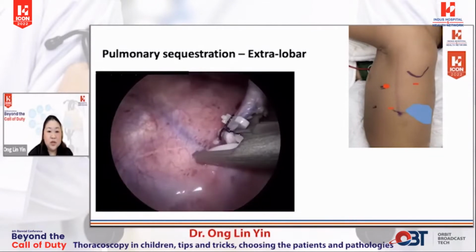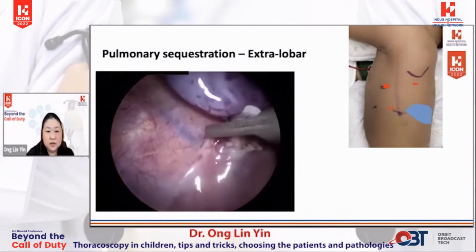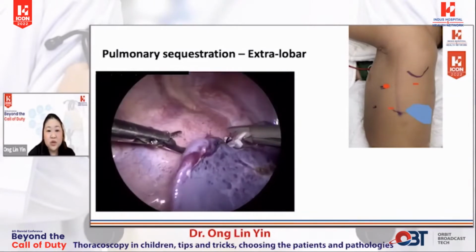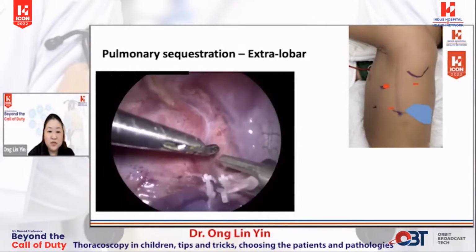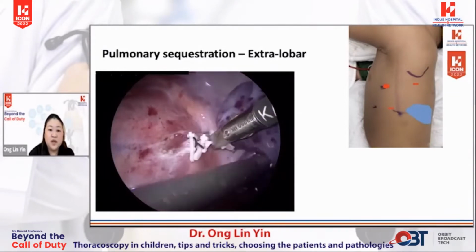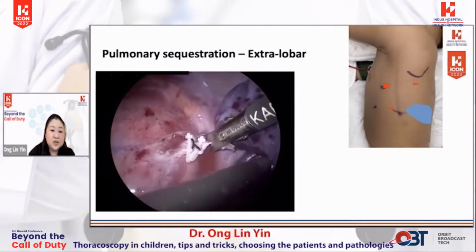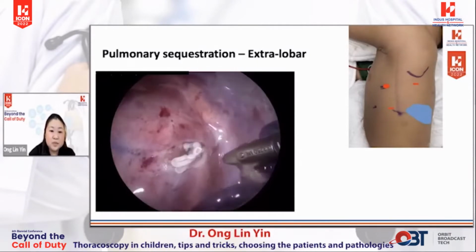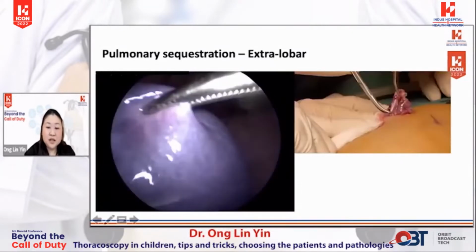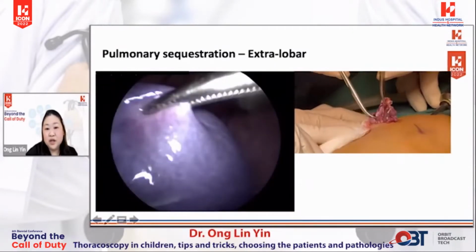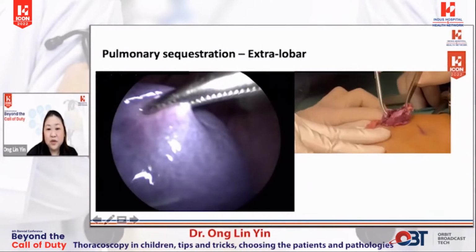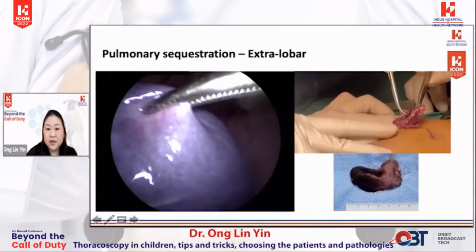And because he is still quite junior, he decided to put more Hem-o-lok clips to secure the vessel. He thought he had only gotten one vessel, but after he divided this pedicle, he had realized that he had gotten both the artery and the vein at the same time. This is not something I would generally recommend, but in this case, it should not be too much of a problem. Having resected the sequestration, it is then removed from the lower port site piecemeal, and this enables a very, very small incision to be made.